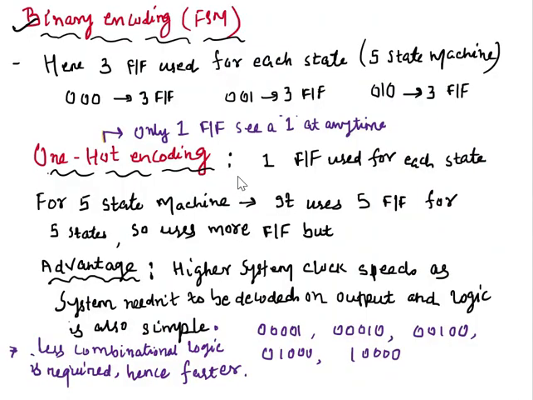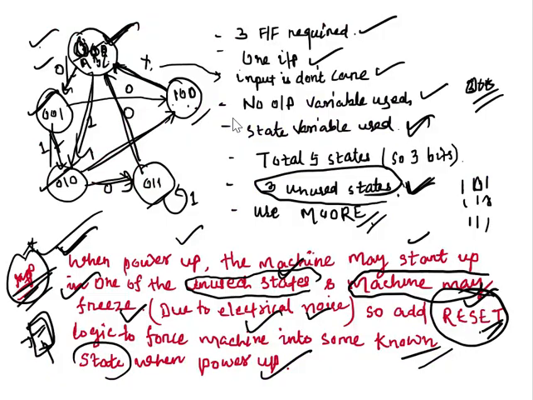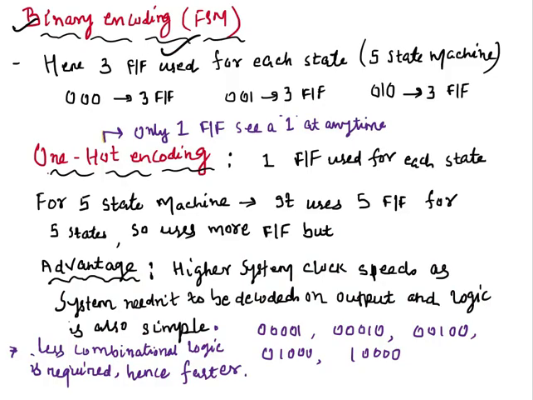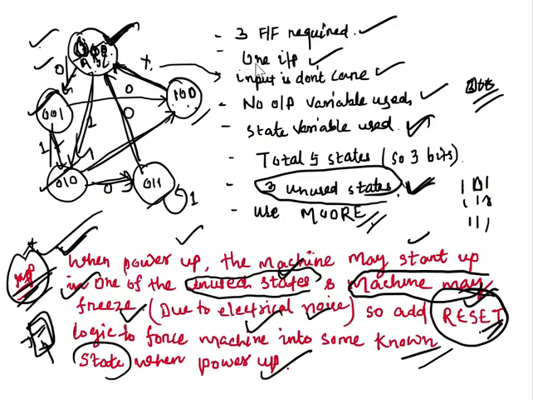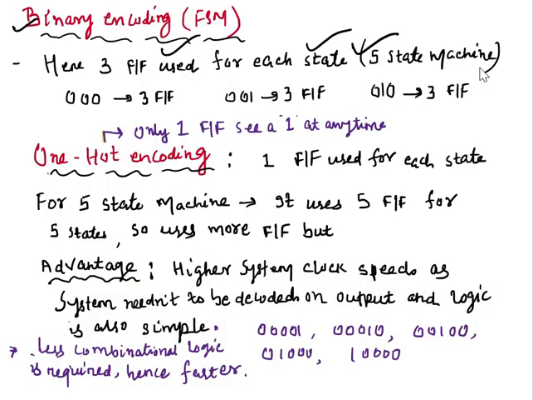Here in this case we have 3 state variables. 3 state variables means 3 flip-flops. See here, 3 flip-flops are used for each state. For a 5 state machine, I mean, there are 5 transitions, so for a 5 state machine, 3 bits are required, which means 3 flip-flops we have taken.